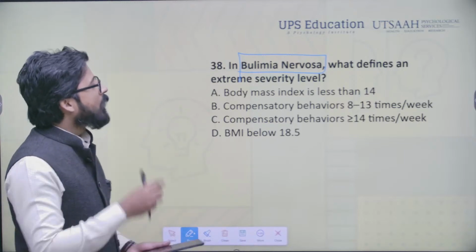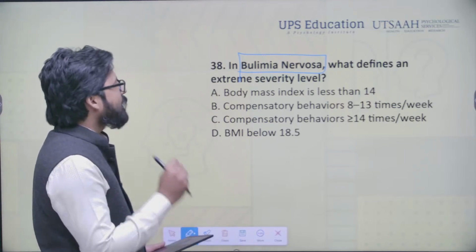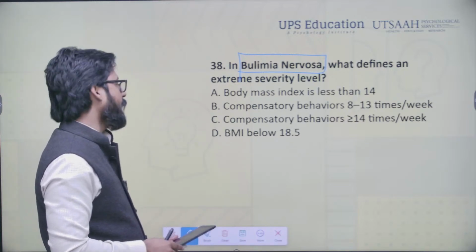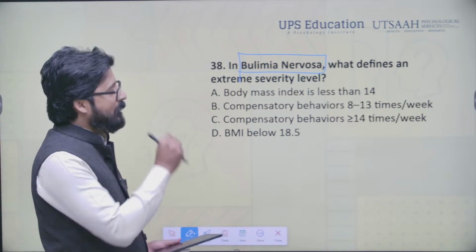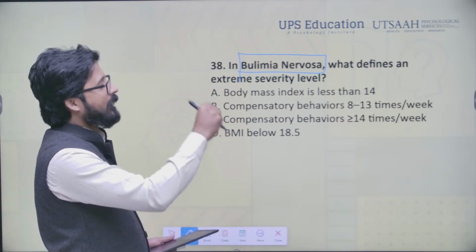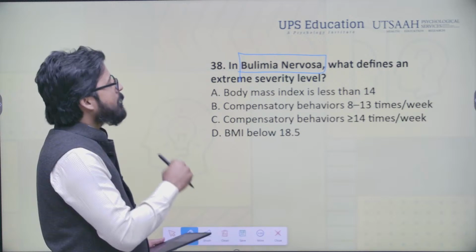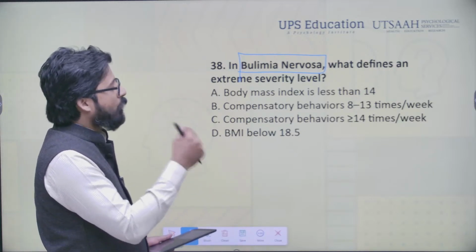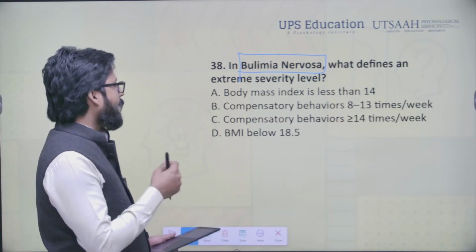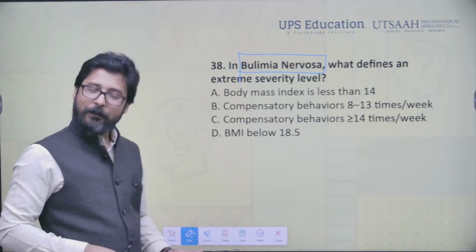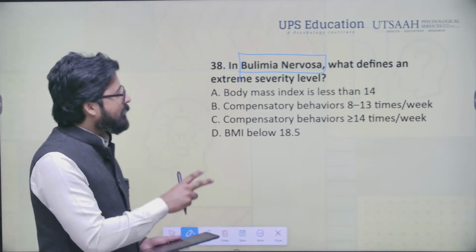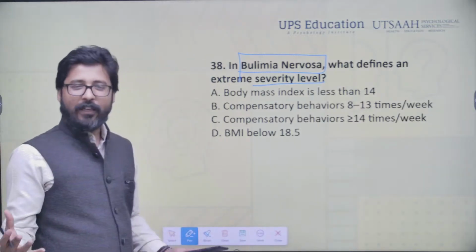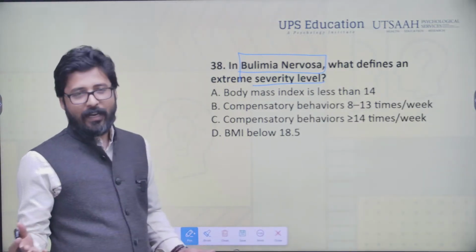So in bulimia nervosa, what defines an extreme severity level? Options: A, body mass index is less than 14. B, compensatory behavior between 8 to 13 times per week. C, compensatory behavior greater than or equal to 14 times per week, and BMI below 18.5. Again, we have to understand how we are deciding the severity level and what the points are in DSM-5 and 5-TR. Then we can answer.